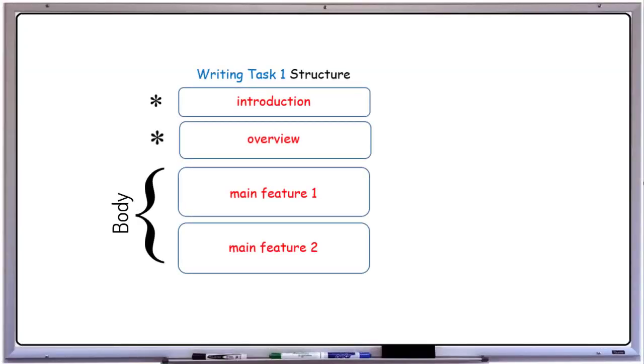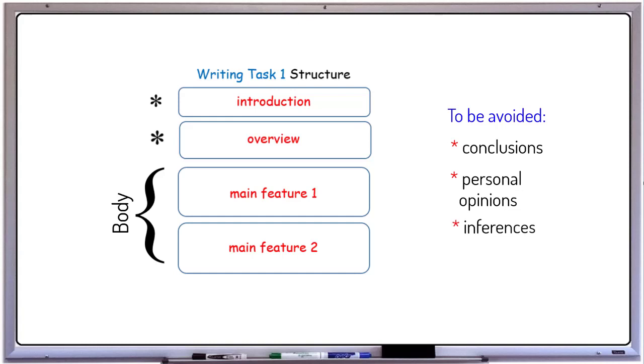Alright everyone, this is the way you need to organize your summary in 3 parts, namely an introduction, an overview, and 2 or 3 body paragraphs, depending on the number of main features. Can you also remember what not to include in your Task 1 summary? Oh yeah, conclusions, personal opinions, as well as inferences, all to be avoided. So I'm not going to go into detail as I've established all these before. Just make sure to watch the previous videos in order.